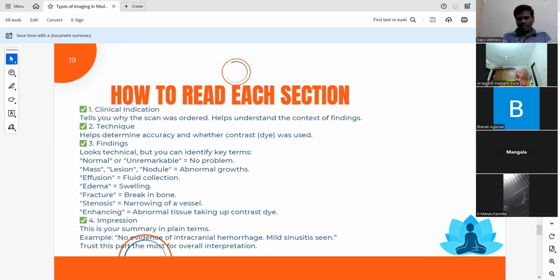Under the impression part, which gives you the summary, for example, no evidence of intracranial hemorrhage, or something like mild sinusitis seen. It's a summary. It's the overall epitome.